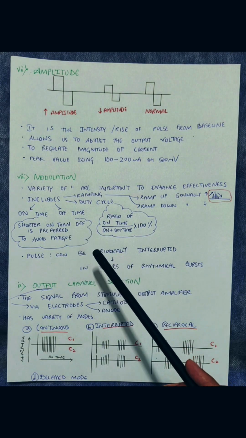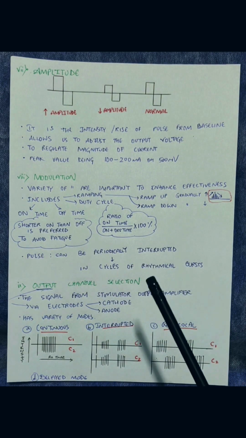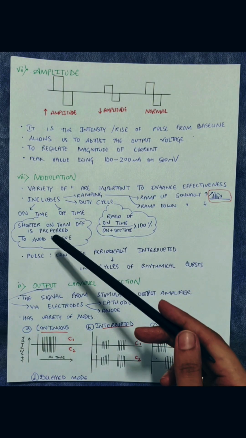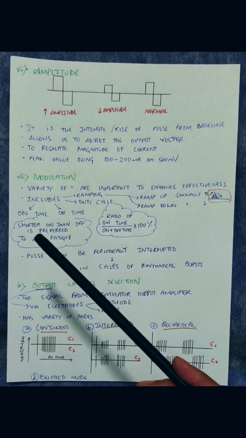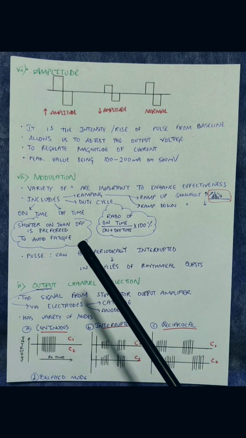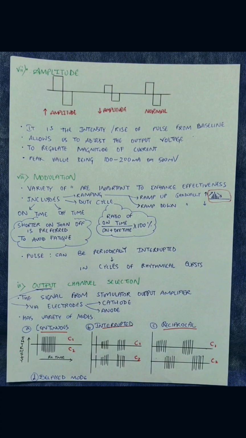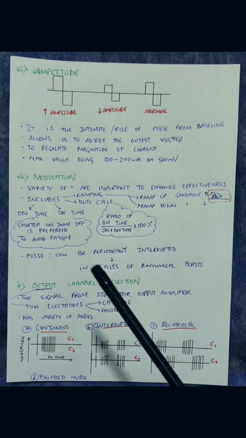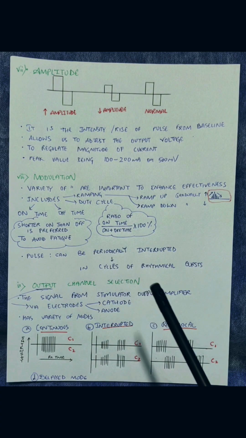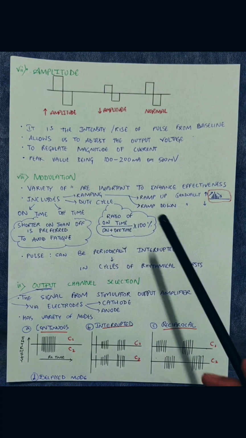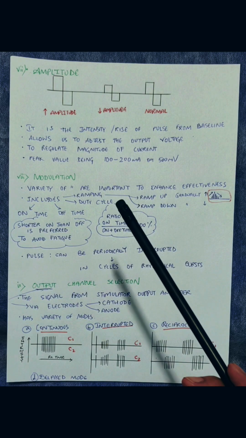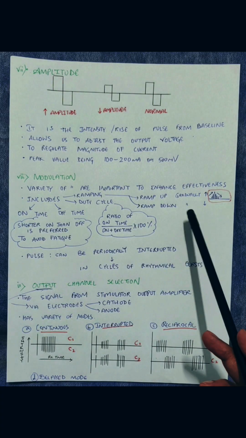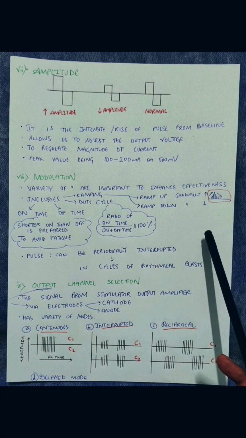So what is modulation? A variety of modulations are important to enhance the effectiveness of NMES. This includes on time and off time. A shorter on time than off time is usually preferred to avoid fatigue of muscles and nerves. The duty cycle is the ratio of on time to on plus off time, multiplied by 100%. Ramping: there is ramp up and ramp down. These are gradually increased and gradually reduced amplitudes.